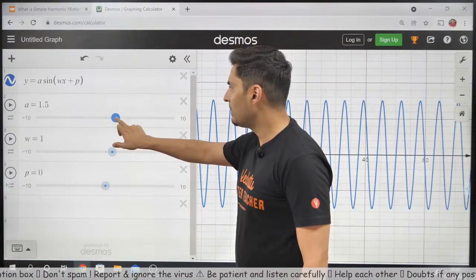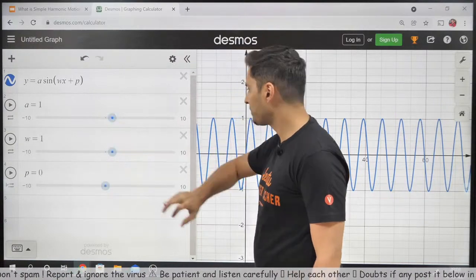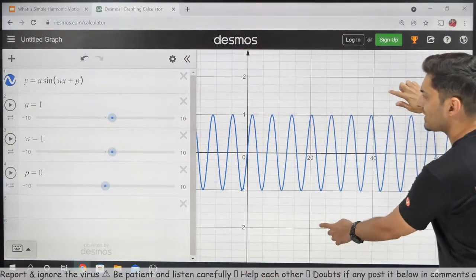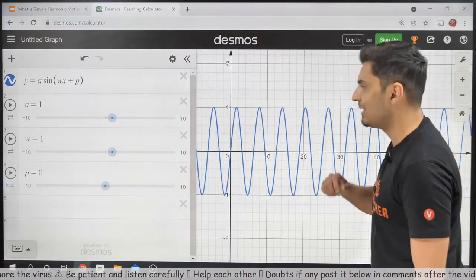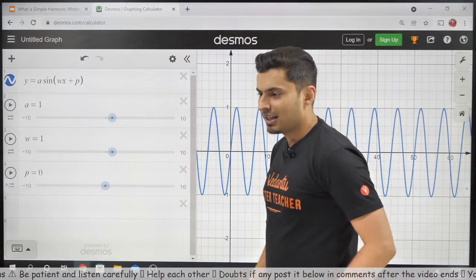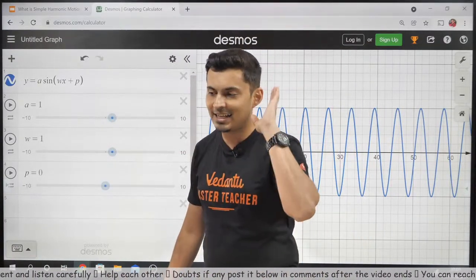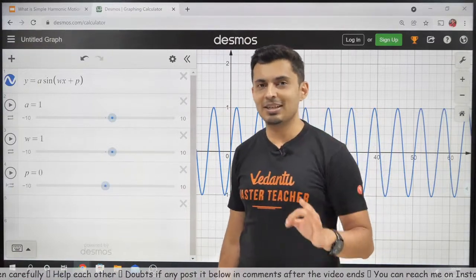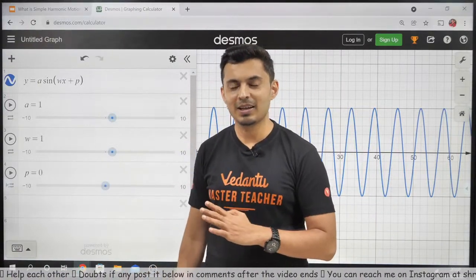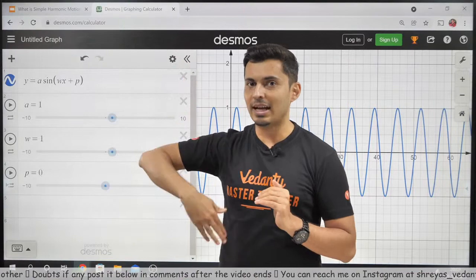Now let's bring it back to normal. Let's say I bring it back to 1. So this is your normal pure sine graph. It goes till 1, comes back till minus 1. It's exactly the same amplitude which you would have studied about waves back in 9th or 10th grade. It's the extent of rise and fall.